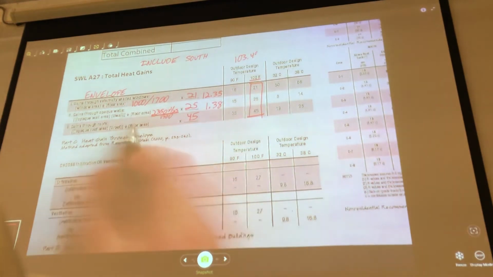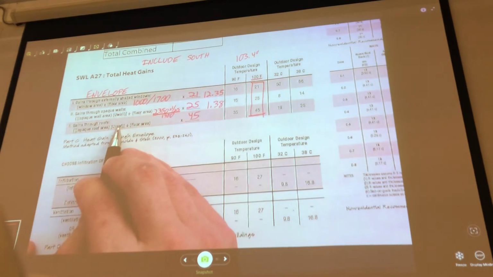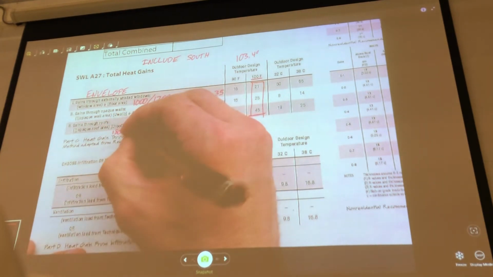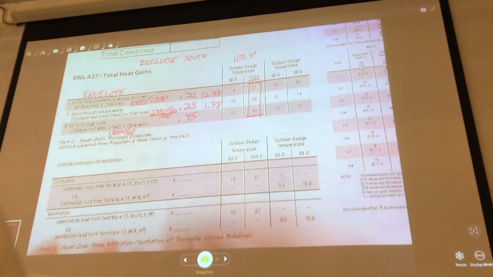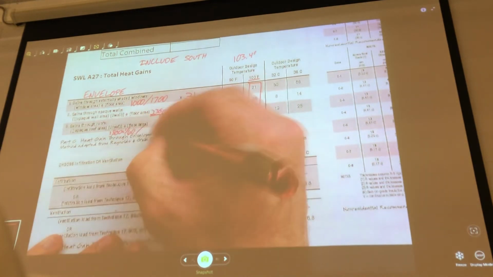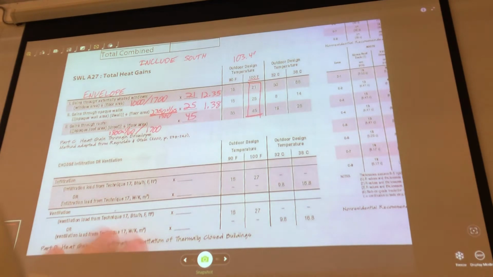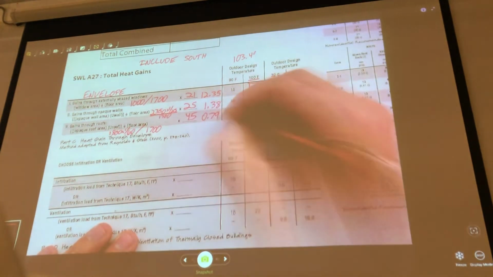For my roof, it's the exact same steps except for the roof. Our overall roof area times our U value for the roof divided by our floor area. So we've got 1,800 square feet times 1 over 60, or 0.0167, divided by 1,700 times 45, which gives us a value of 0.79.